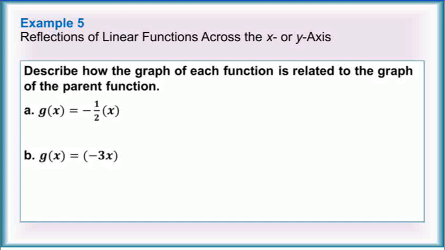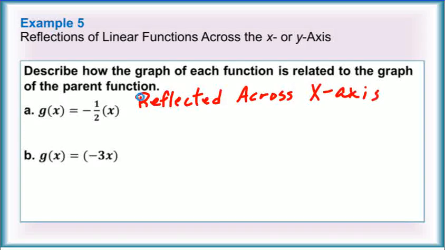So example 5, describe how the graph of each function is related to the graph of the parent function. So the first thing we need to do is, well, we notice that there's a negative, so there is a reflection. It's on the outside, so it's affecting the y. So if it affects the y, it's reflected across the x-axis. And then the half is on the outside, so this is a vertical translation, or vertical dilation. And the absolute value of negative half is positive half, which is less than 1. So this would be a vertical compression.